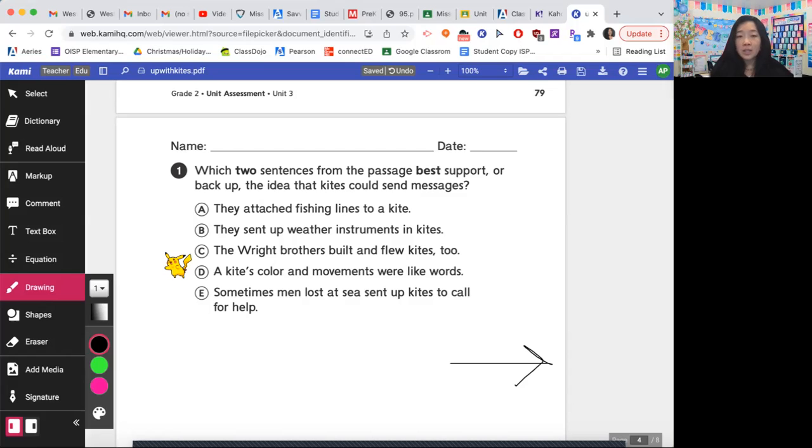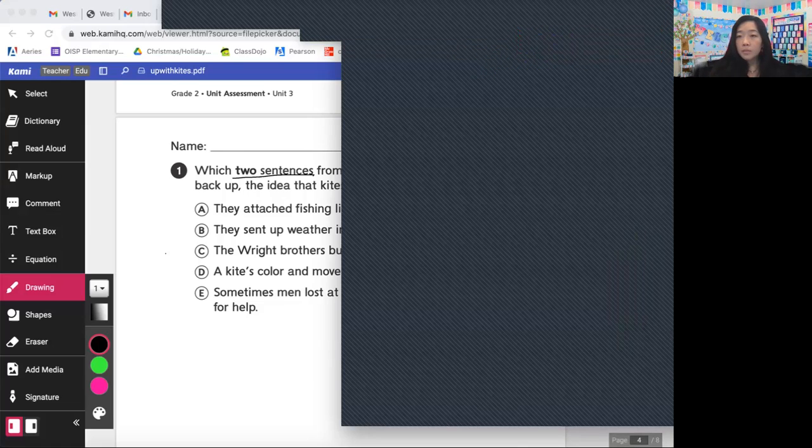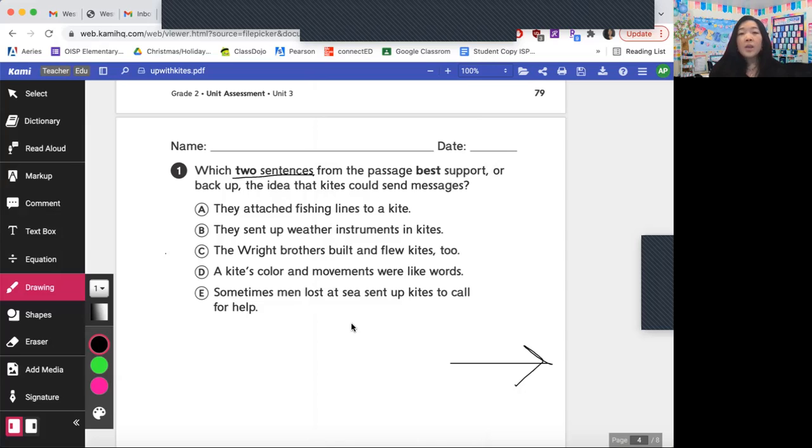Which 2 sentences from the passage best support or back up the idea that kites could send messages? So the first thing it's saying is 2. So we're going to have to choose 2 sentences. Let's go ahead and underline that first.